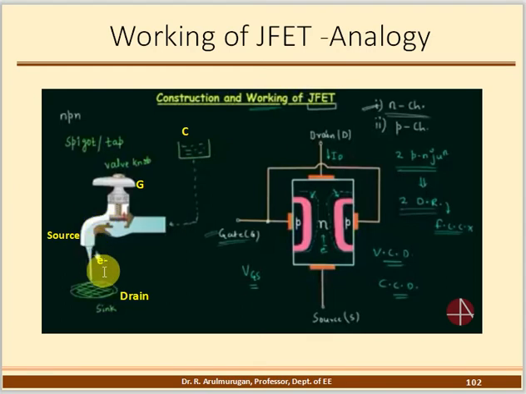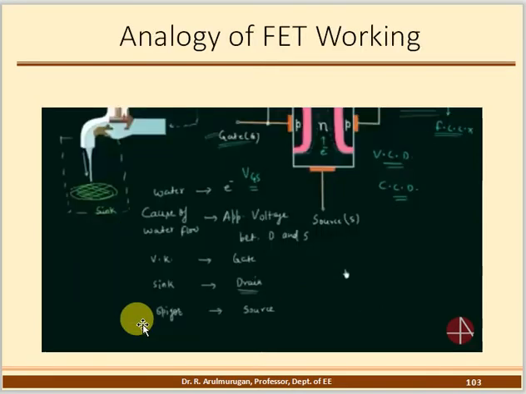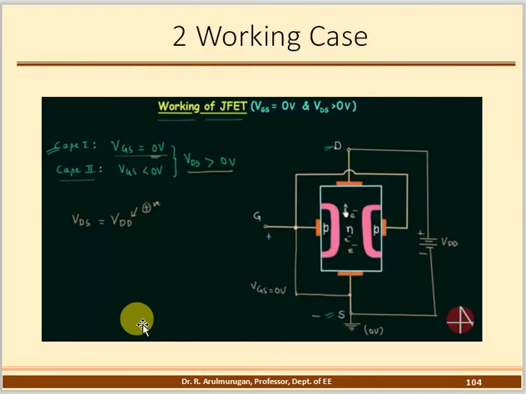What is coming out from the tap? That is called the electron. The electron moves from the source to the drain. Source means the tap, or you can say the tank, is the source. The source is what moves, and who is collecting? The sink is collecting, the drain is collecting. That is the analogy for the field effect transistor.